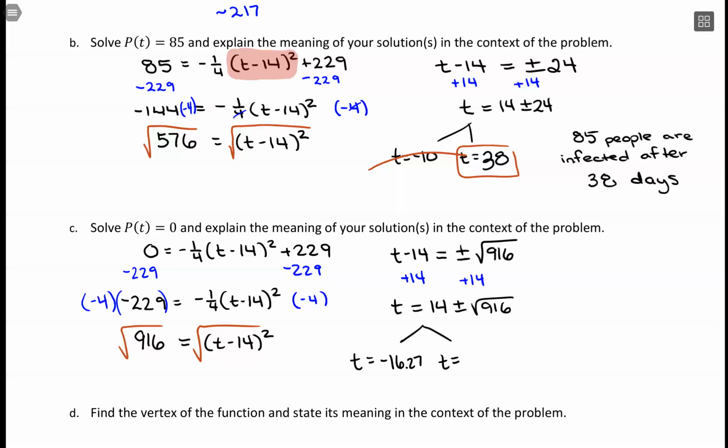44.27. All right. So according to our domain, we shouldn't be having numbers less than 1 showing up. So we won't use that negative 16.27, but we will use that 44.27. Now this is number of days. You can leave it as 44.27, but if you want to round it to about 44, that would be fine too. So for this one, we have 44 days, and then our number of people is 0. So the number of people that are infected is 0 after 44 days.